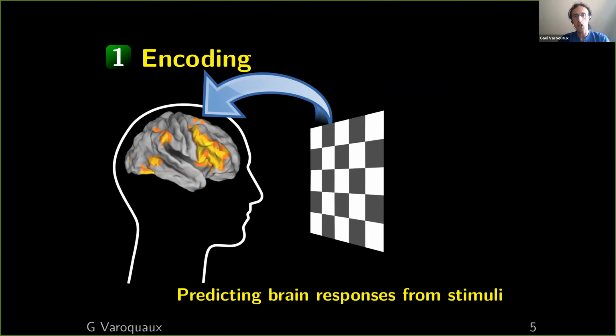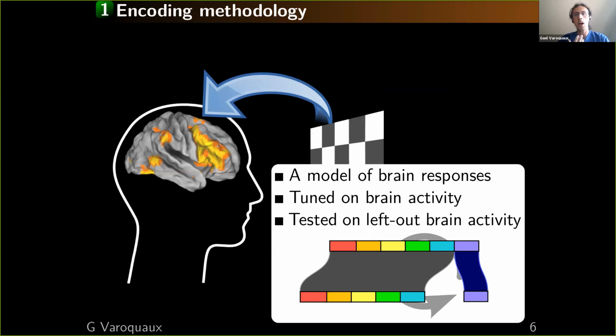The methodology of encoding is that we're building a model of brain responses and we're tuning it on brain activity. And if we're doing this with machine learning, we're going to test this model on left out brain activity. So we're going to build a model of brain activity given the behavior, using computational modeling, which is basically statistical machine learning. And then we're going to test whether this model explains well left out brain activity.